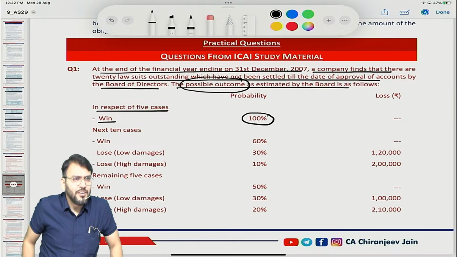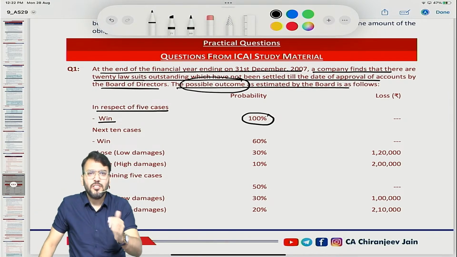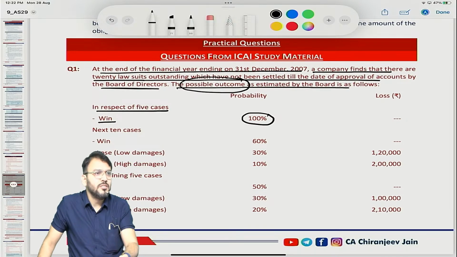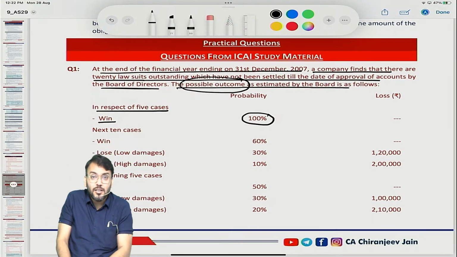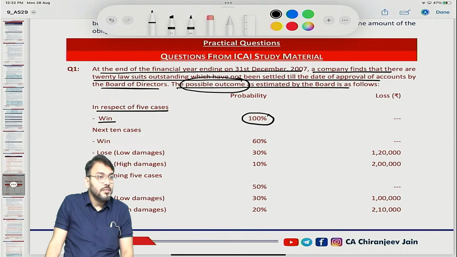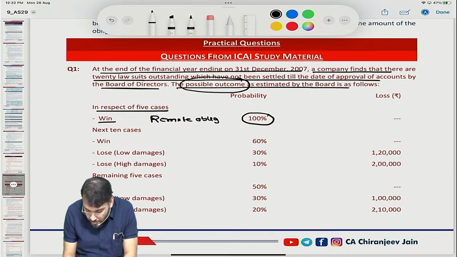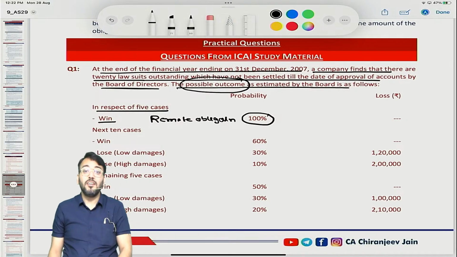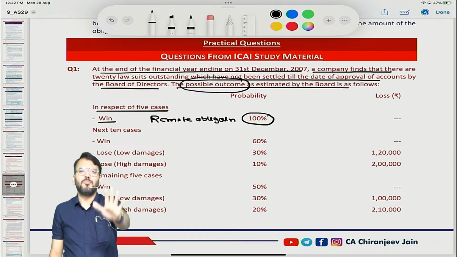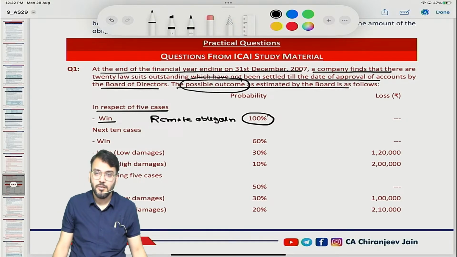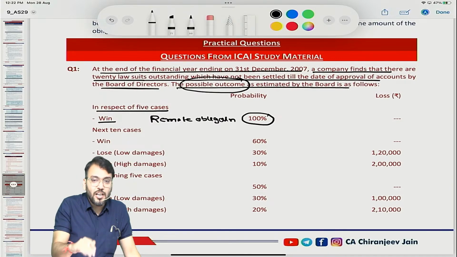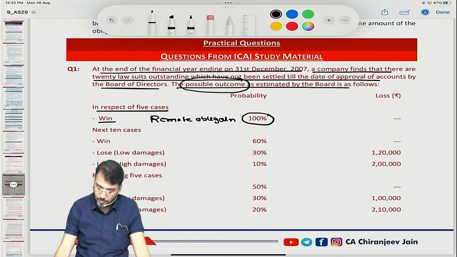Now win percentage is 100%. So tell me, are the chances of loss more than 50% or less than 50%? Means can I say it is what? Remote obligation. So this becomes remote obligation. Probability is 100% winning. It cannot be certain. They are saying that 100% will win, means they are that much confident. Means chances of loss is very remote. So this becomes remote obligation.